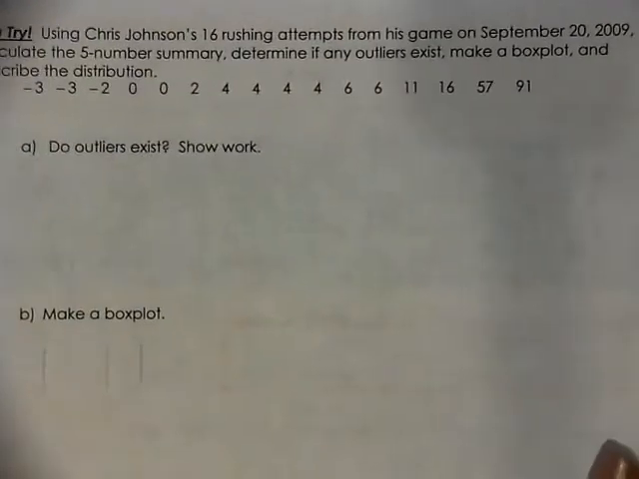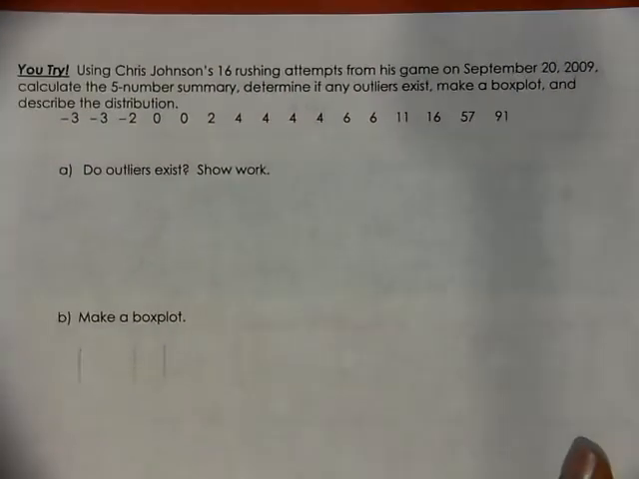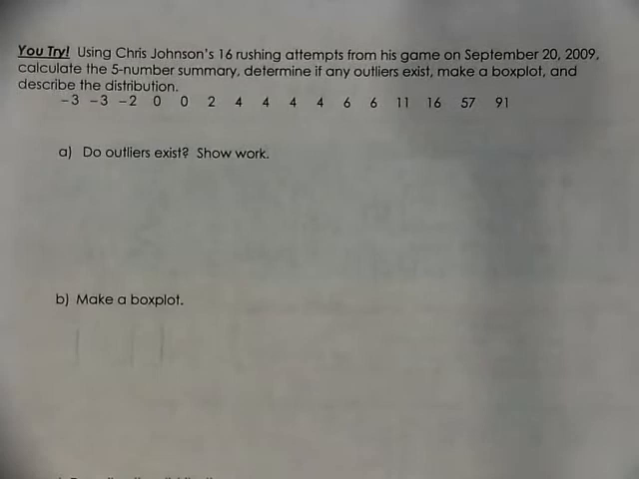Okay, so let's do this next one together. It says, using Chris Johnson's 16 rushing attempts from his game on September 20th, 2009, calculate the 5-number summary and determine if there are any outliers that exist, make a box plot, and describe the distribution. Okay, so I'm going to type this data into my calculator.